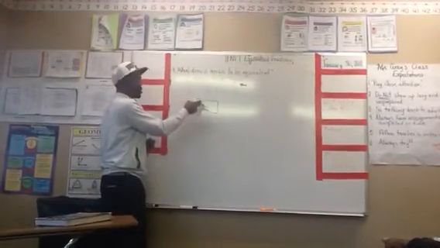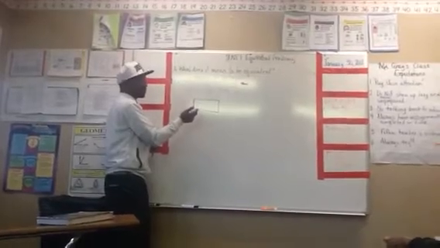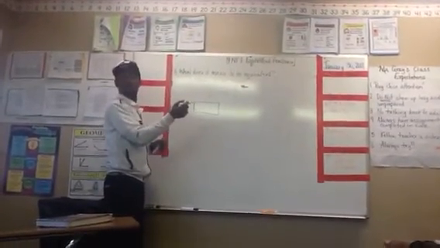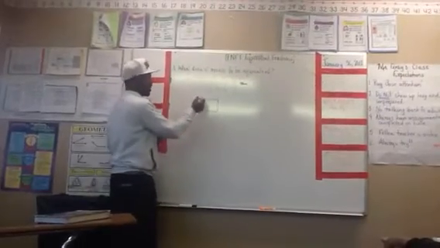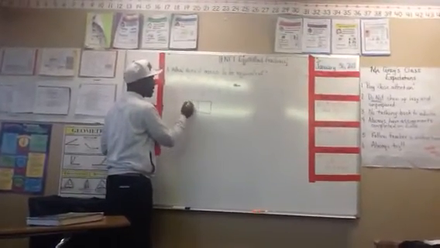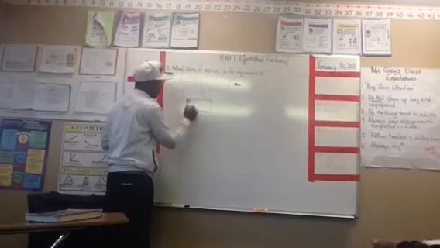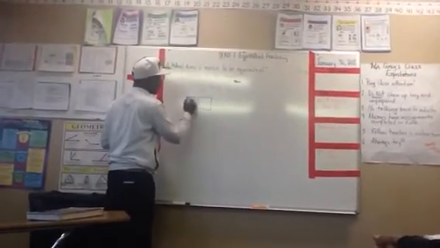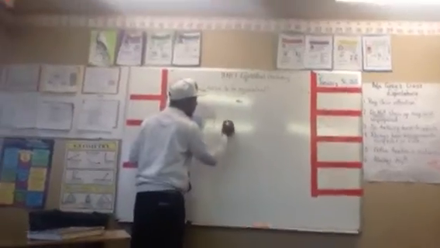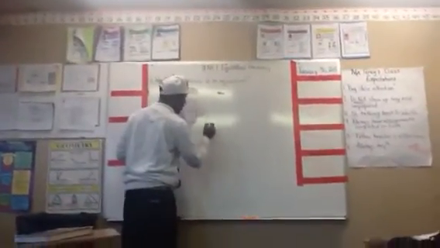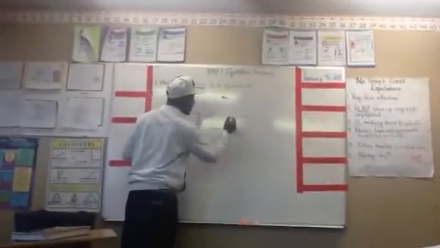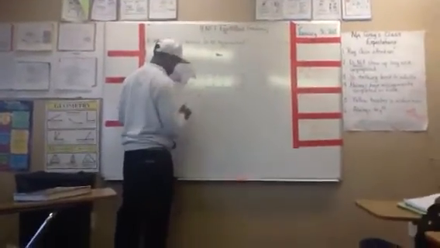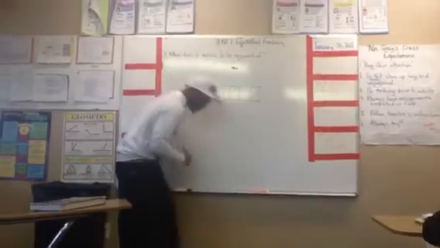How many pieces should I break this fraction up in? 2. What number did you look at? The bottom. The denominator. Okay. How many should I shade in? 1. Let's see if they're equal. And then 2/4. How many should I shade in? 2.